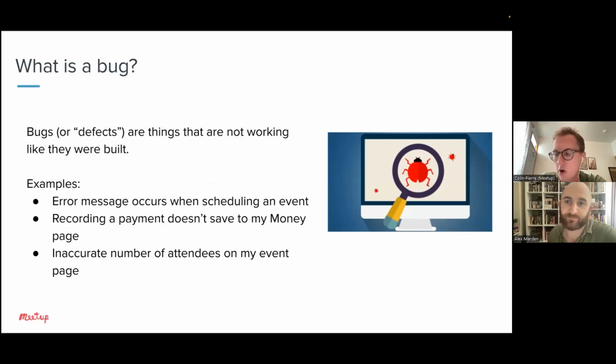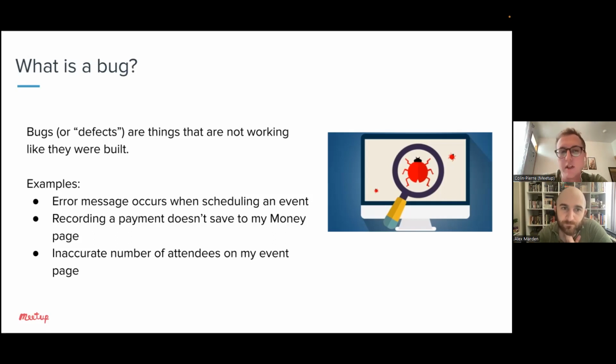And I wanted to go over what we consider a bug or a defect. This is different from product feedback and feature requests because it's something that was built, but it's broken or not working correctly. And so we have a whole system in place so that these issues are prioritized and fixed.